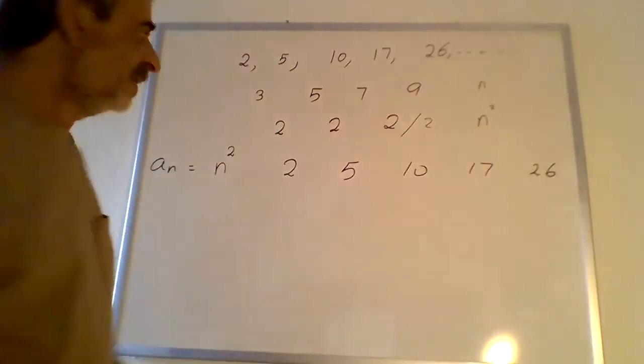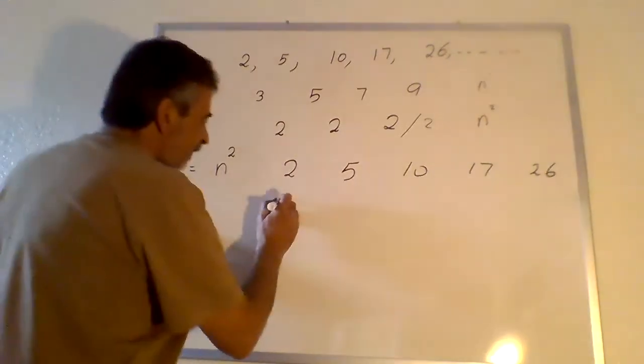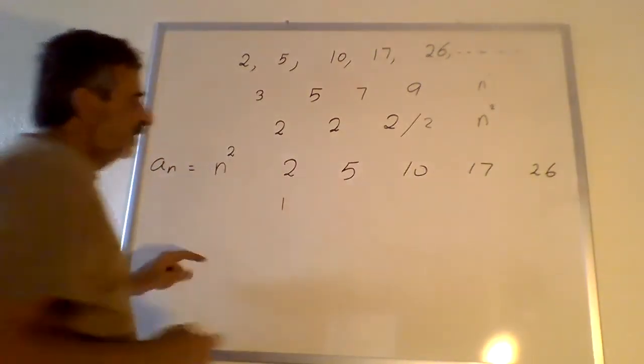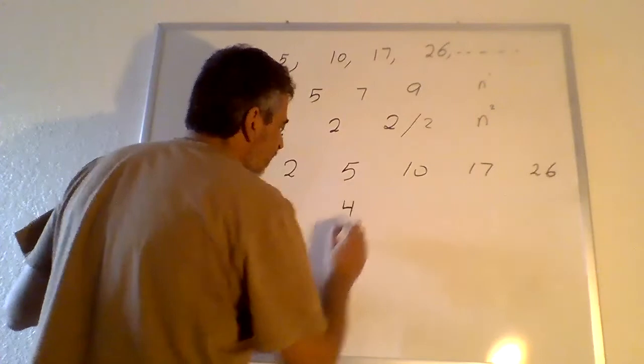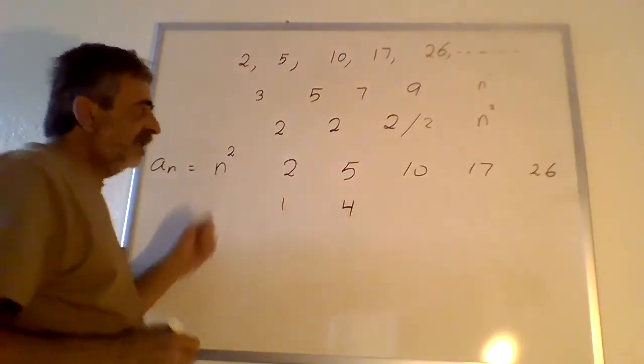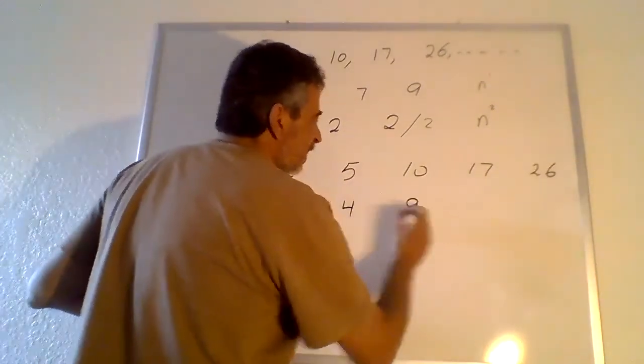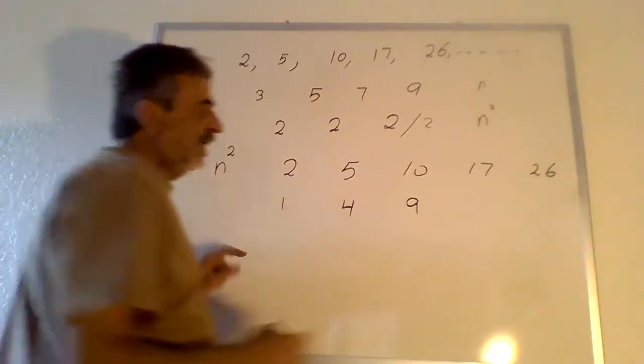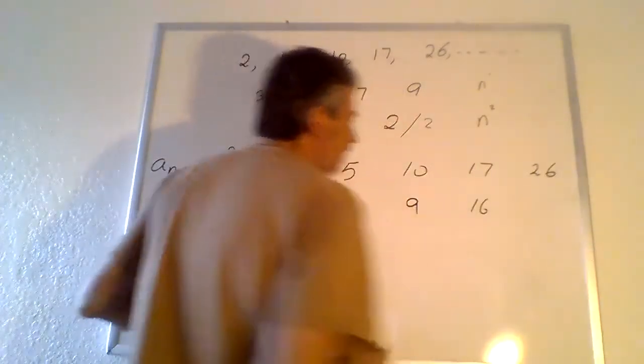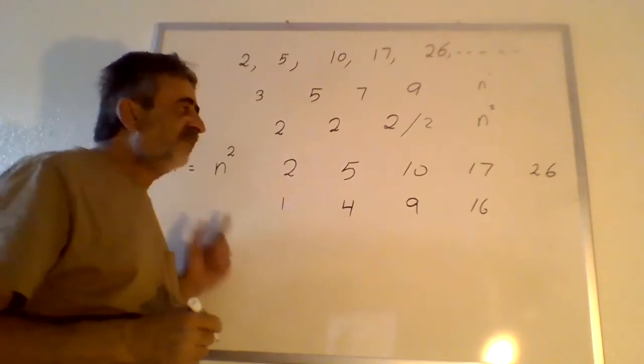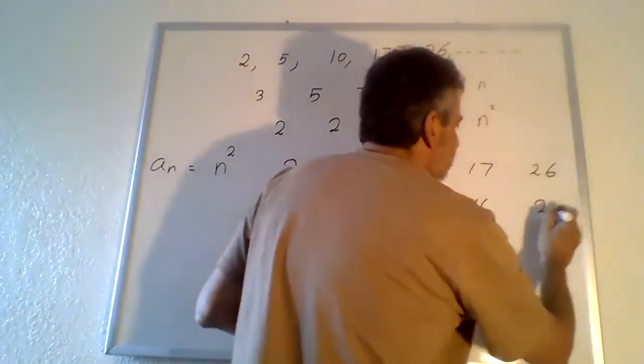For n equal 1, n squared is 1. For n equal 2, n squared is 4. For n equal 3, n squared is 9. For n equal 4, n squared is 16. And then for n equal 5, n squared is 25.